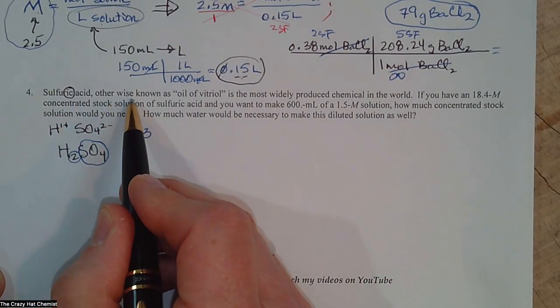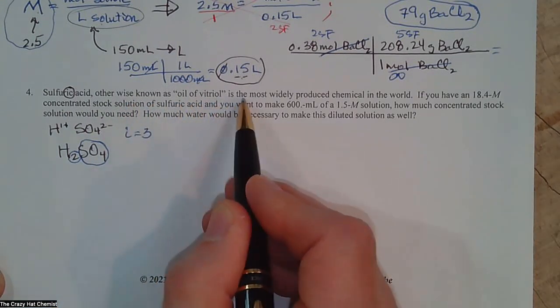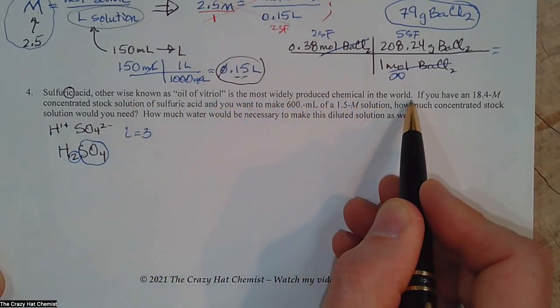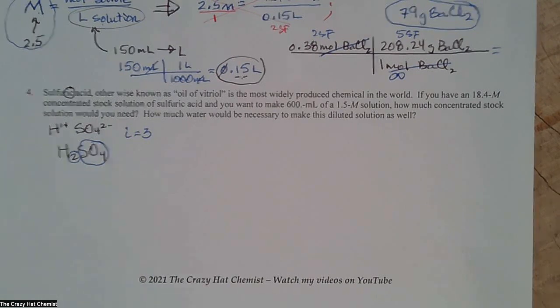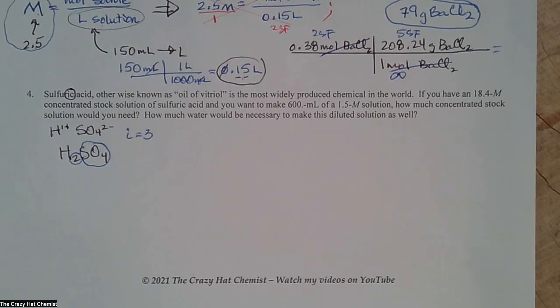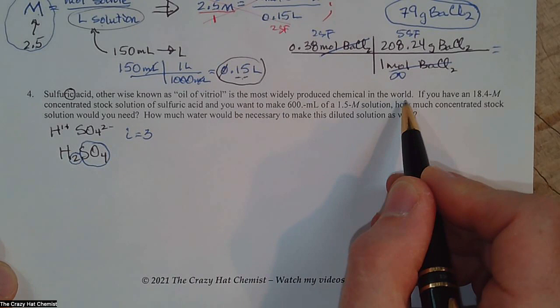Sulfuric acid, otherwise known as oil of vitriol, is the most widely produced chemical in the world. Hey, that's a thought. If you are looking to make a lot of money and you want to be supplying other companies and countries with a chemical compound, then design a way to make sulfuric acid at a cheaper price than other companies, and then sell it. And then just throw me a little bit of change as you make that huge amount of profit. It's the most widely produced chemical in the world.